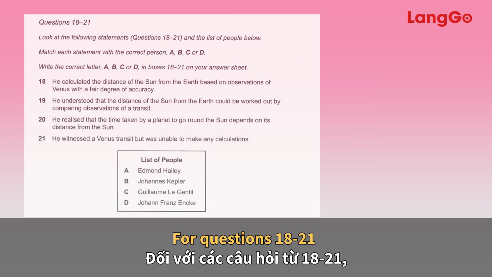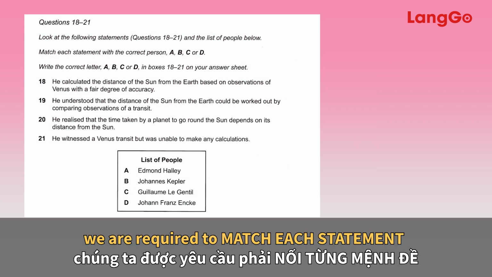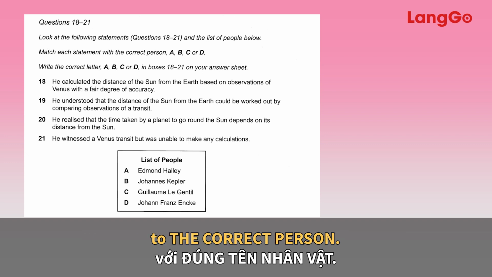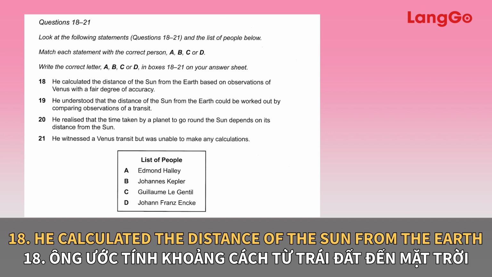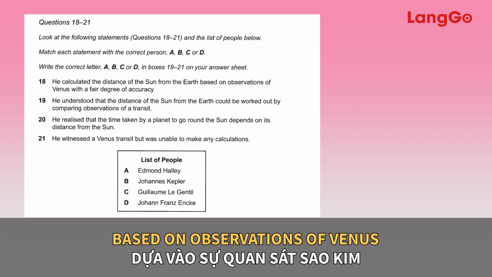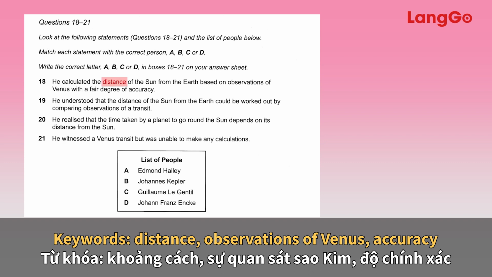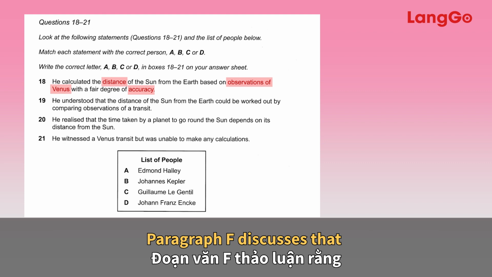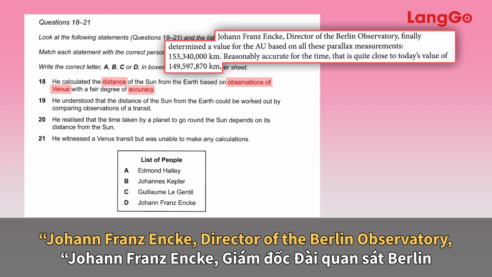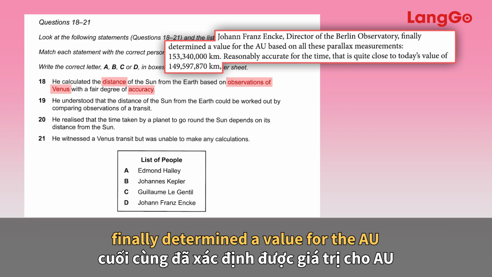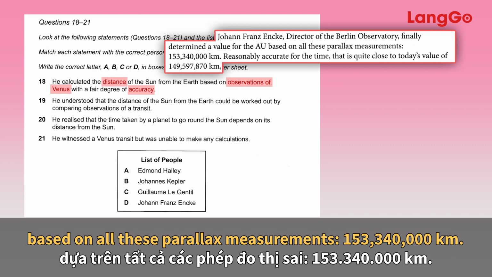For questions 18 to 21, we're required to match each statement to the correct person. Number 18, he calculated the distance of the Sun from the Earth based on observations of Venus with a fair degree of accuracy. Keywords are distance, observations of Venus, and accuracy. Paragraph F discusses that Johann Franz Encke, director of the Berlin Observatory, finally determined a value for the AU based on all these parallax measurements.